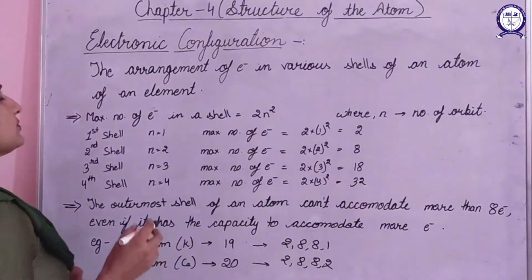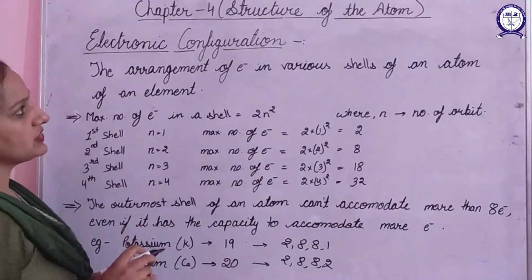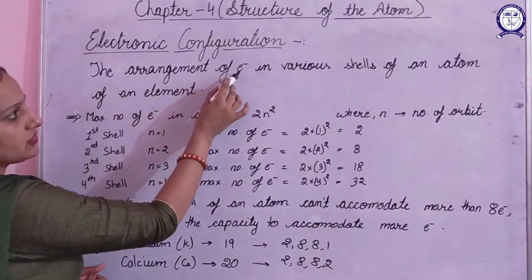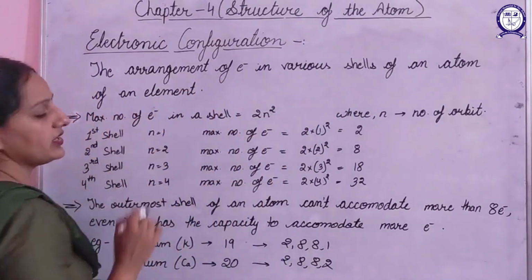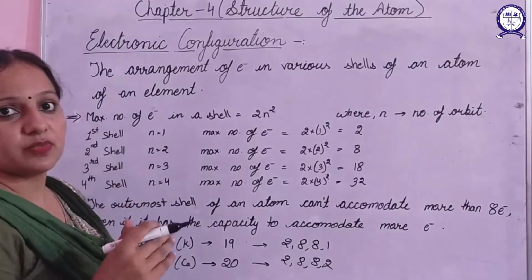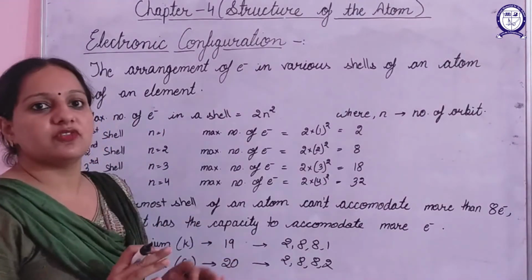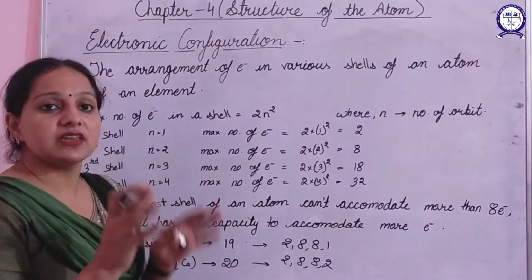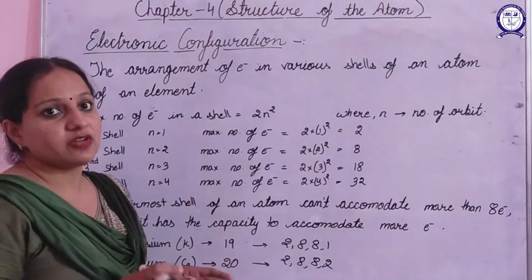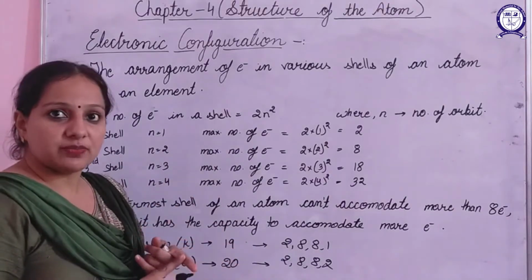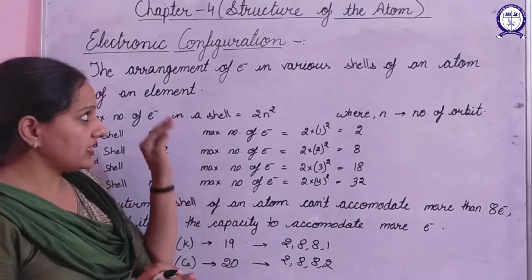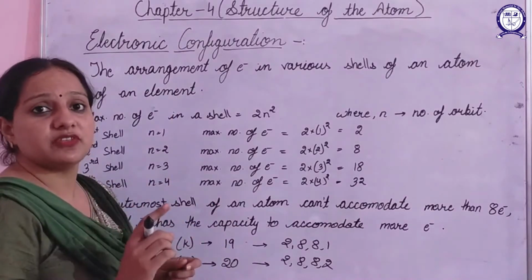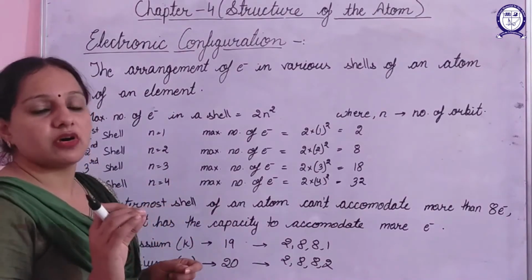So the very first topic that we will take in this video is electronic configuration. Electronic configuration is the arrangement of electrons in various shells of an atom of an element. From the atomic models, at present we are following Bohr's atomic model, which states that electrons keep on revolving in a fixed energy orbit, and we call it either a shell, an orbit or an energy level. So electronic configuration specifies the distribution of electrons in those energy levels or shells.